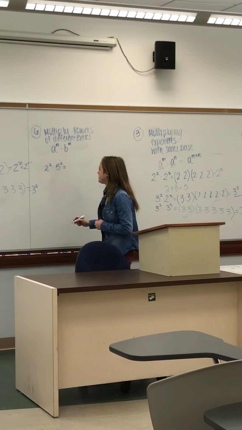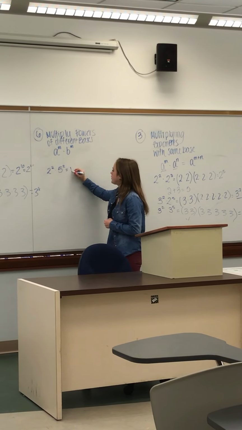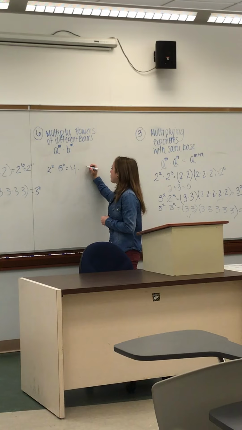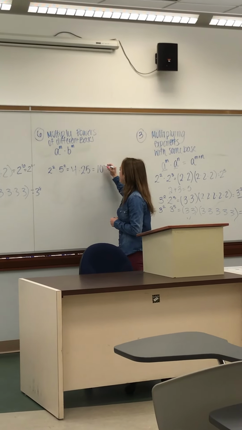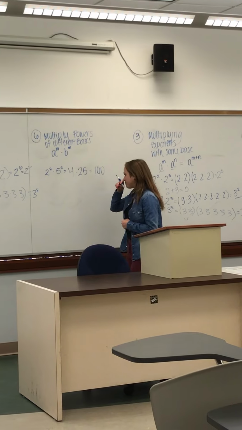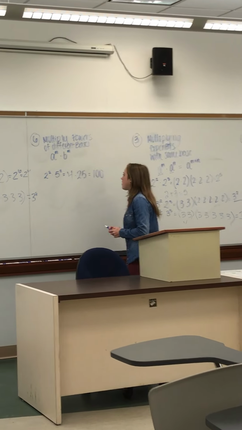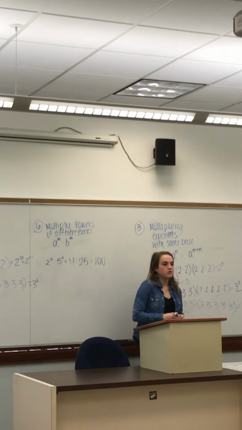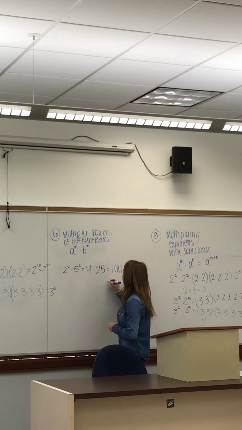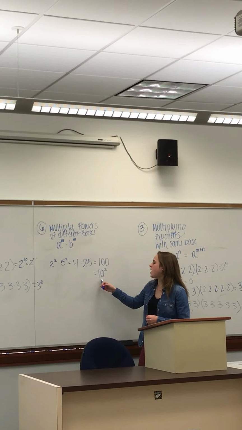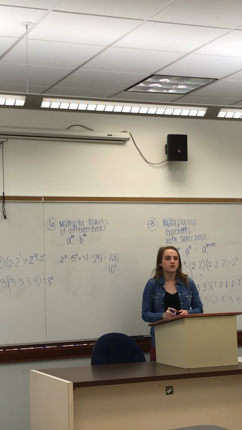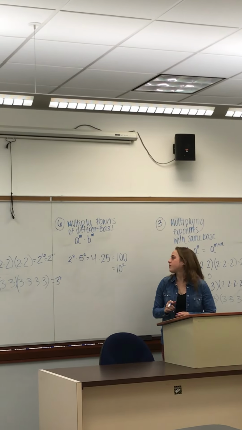So what is 2 squared? 4. Good. And what is 5 squared? 25. Which is 100, correct? Yes. Okay. Now, what is 100? 10 squared. Perfect. So 100 is also equal to 10 squared. What is the correlation between the 10, the 2, and the 5? 2 times 5 is equal to 10.